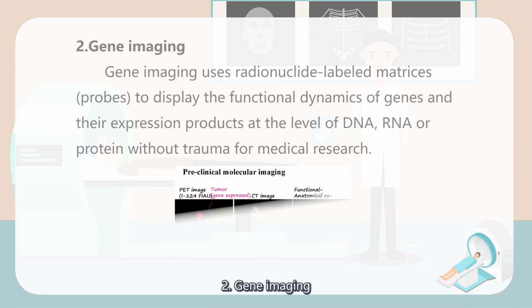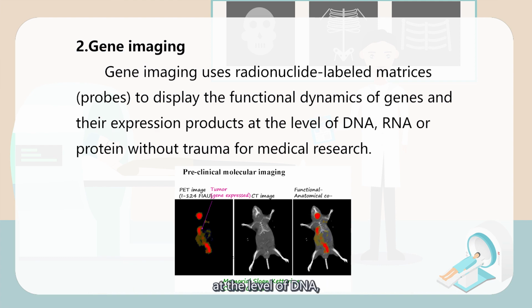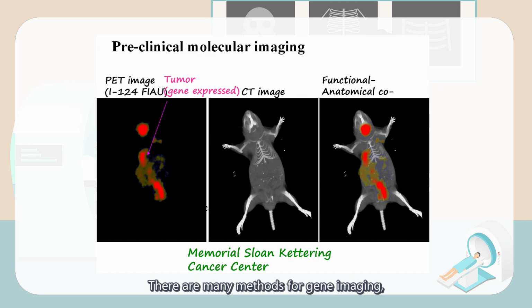And second is gene imaging. Gene imaging uses a radionuclide-labeled material, which we call a probe, to display the functional dynamics of genes and their expression products at the level of DNA, RNA, or protein without trauma for medical research. There are many methods for gene imaging, such as reporter gene imaging. Since PET reporter gene imaging does not require the development of a probe for the specific protein of each new gene study, it has become a common imaging method.